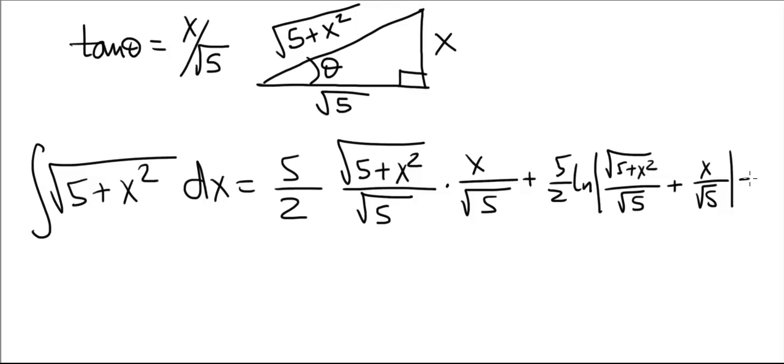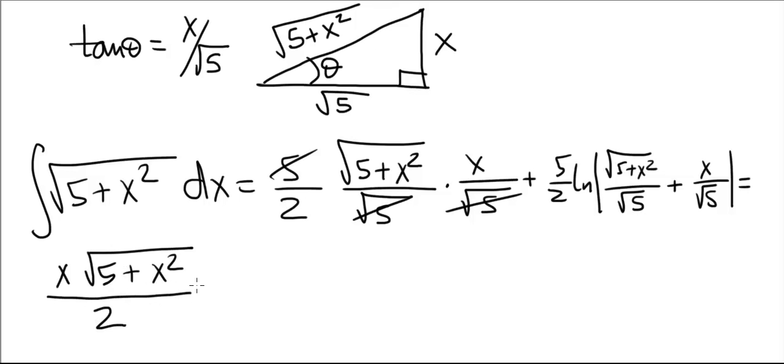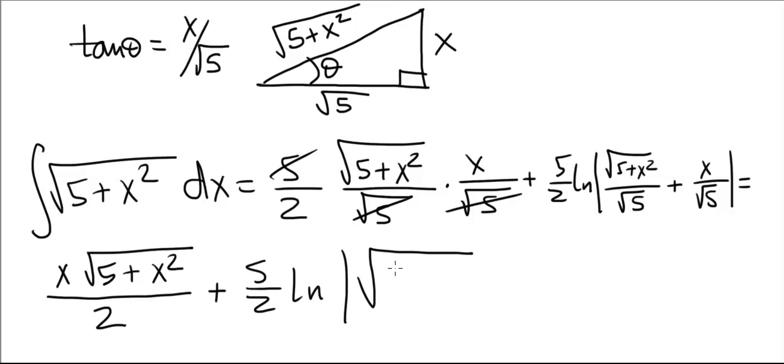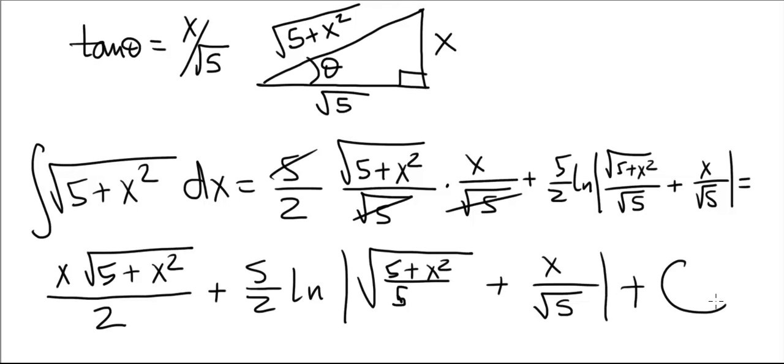And this is equal to, simplifying, the 5 here and the two square roots of 5 cancel. So the final answer is x times the square root of 5 plus x squared, there's a 2 left, so divided by 2, plus 5/2 times the natural log of the absolute value. We can have this one radical, the square root of 5 plus x squared over the square root of 5, combined, plus x divided by the square root of 5, and then add a constant of integration at the very end.